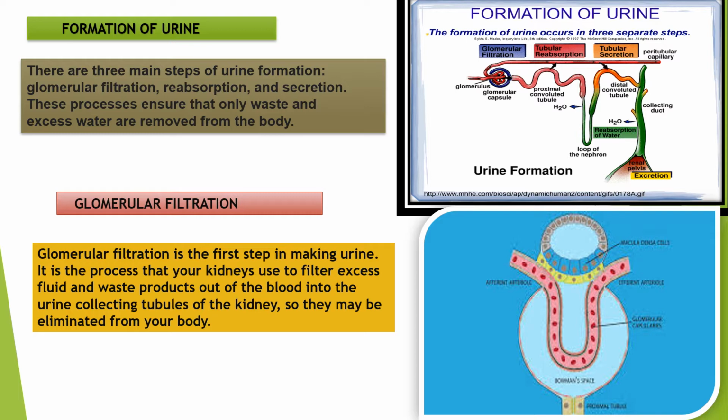You can see the glomerular filtration. One is afferent and another one is efferent arteriole. This is Bowman's capsule and glomerulus. And that one is macula densa cells. Blue color one is macula densa cells.